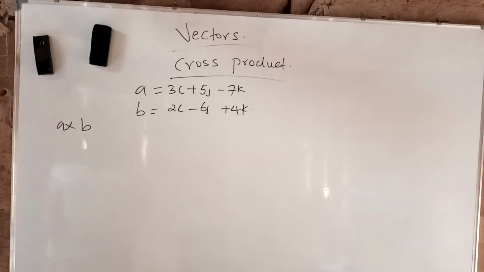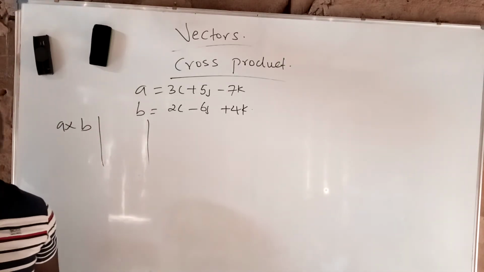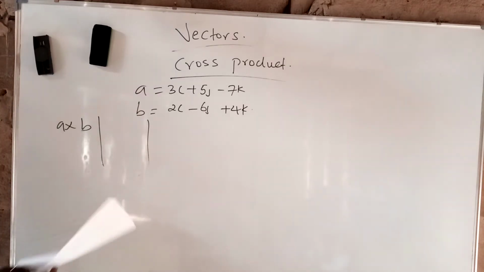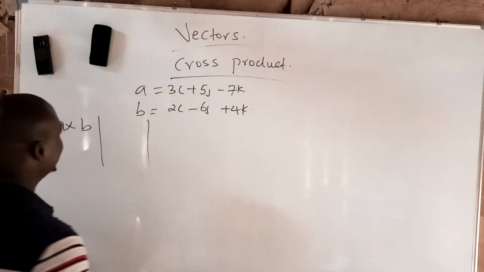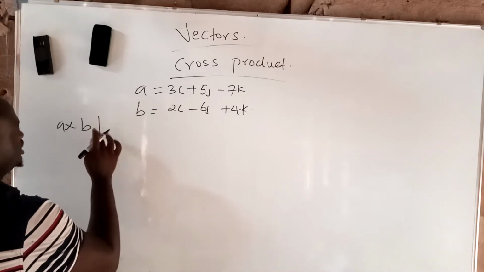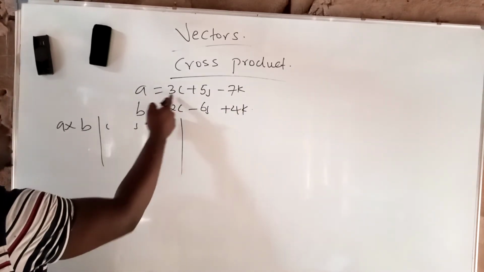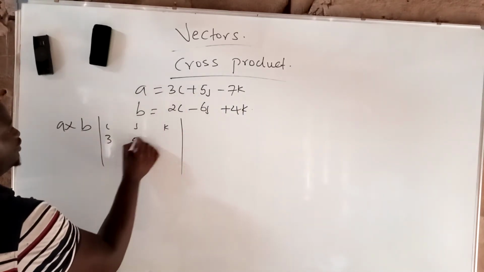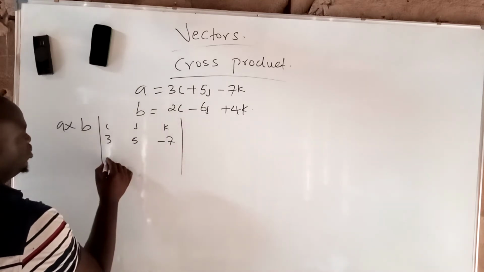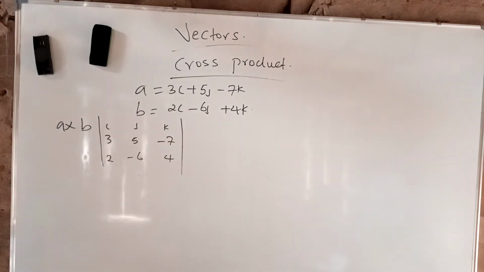And of course, we have to arrange it in matrix form. If you have not watched our video on matrix, endeavor to watch it. You can now see we have to apply the wisdom of matrix on this. So this is i, j, k. I will put the one for A: 3, 5 and minus 7. Here you have 2, minus 6 and 4. You can see this is in matrix form. So in cross product, you must cross to matrix.